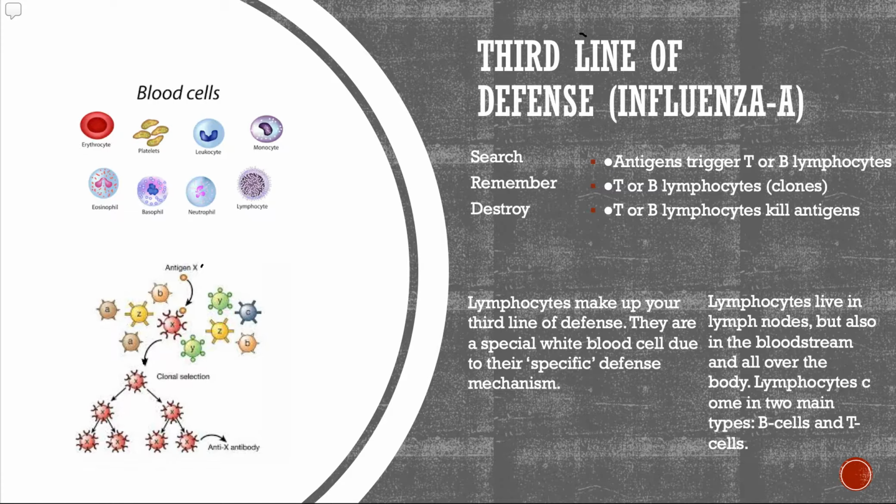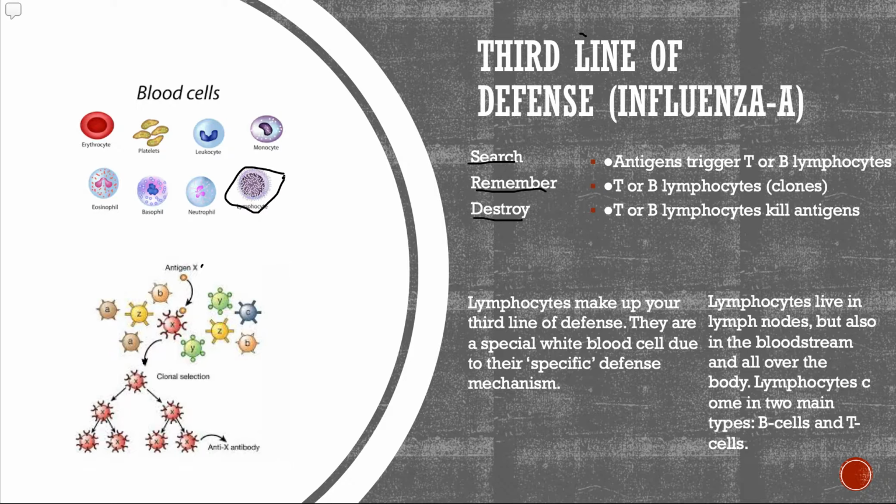Okay, so the third line of defense, before we get into the whole respiratory system within influenza A, I'll explain the third line of defense briefly and its adaptive response, and then explain how influenza A travels through the human body and how the immune response reacts to this. Okay, so first we're going to cover search, remember, and destroy. But before that, I'm going to explain what a lymphocyte is.